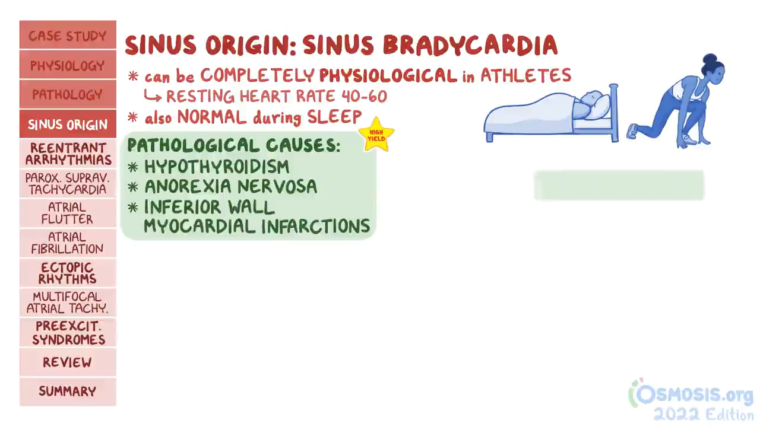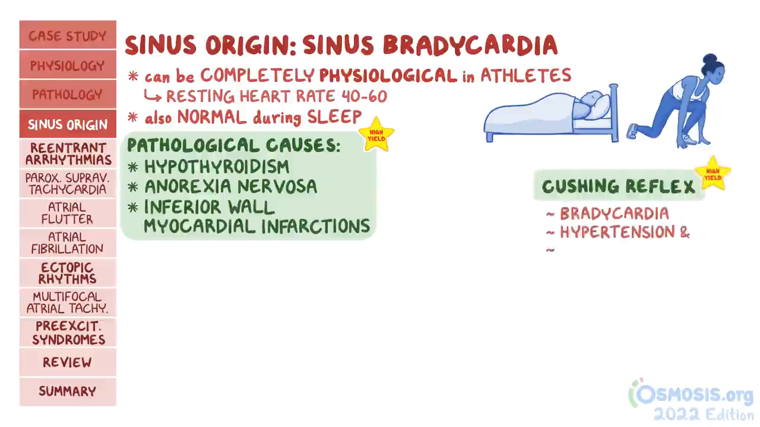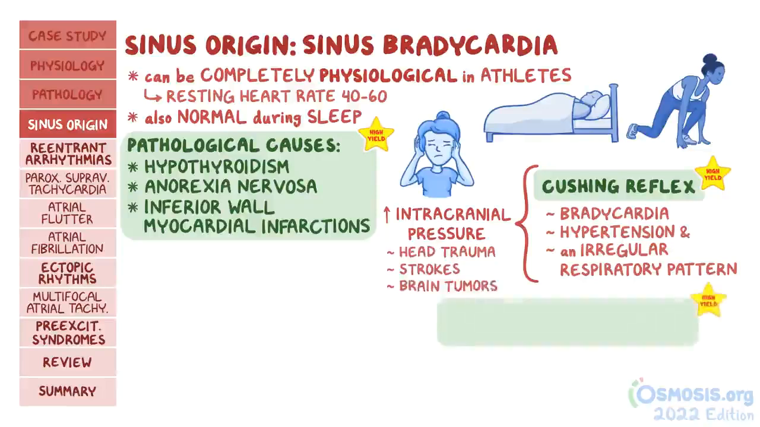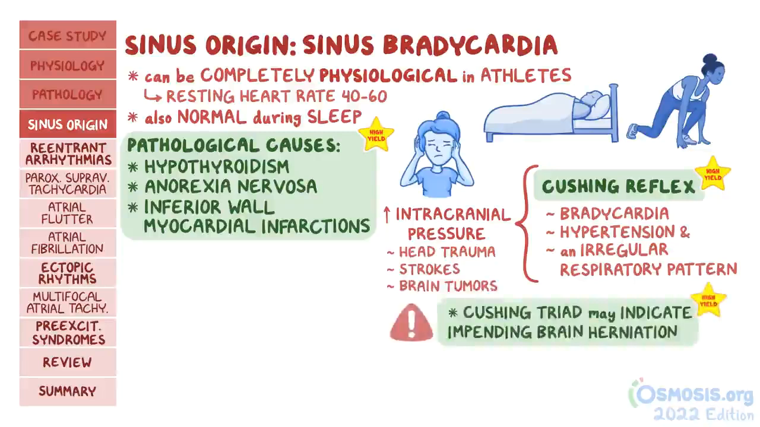Another high-yield cause of bradycardia is the Cushing reflex, which includes the characteristic triad of bradycardia, hypertension, and an irregular respiratory pattern. This reflex occurs as a consequence of increased intracranial pressure, which can manifest from a variety of pathologies, like head trauma, strokes, and brain tumors. For your exams, note that Cushing triad may indicate impending brain herniation, and thus it is a medical emergency.